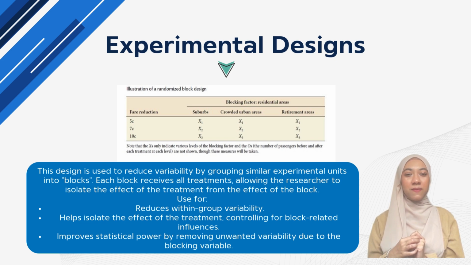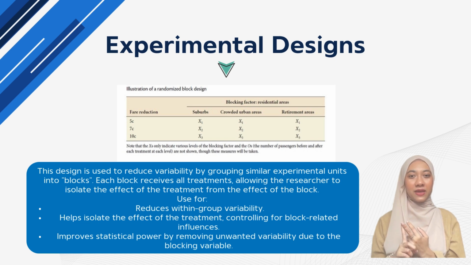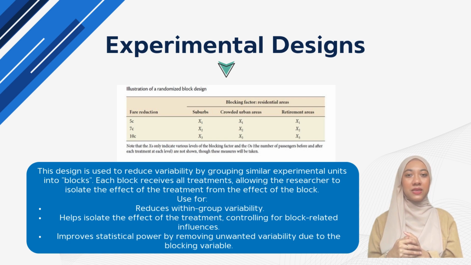The structure for the block: first is the independent variable, which is the treatment. Its fare reduction: 5 cents, 7 cents, and 10 cents. Second is the blocking variable: residential areas such as suburbs, crowded urban areas, and retirement areas. Each block, or area type, is treated separately but receives all treatment levels. Lastly, treatments are randomly assigned within each block to avoid bias.